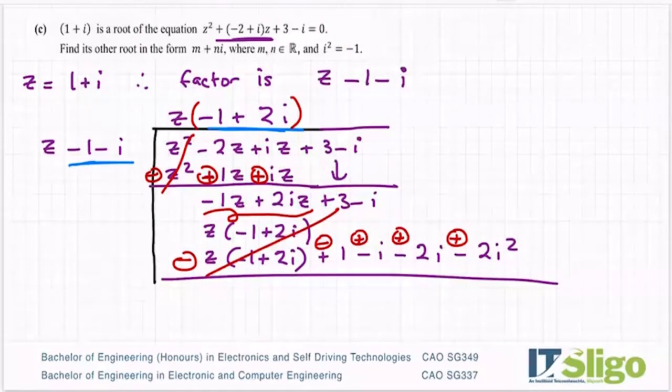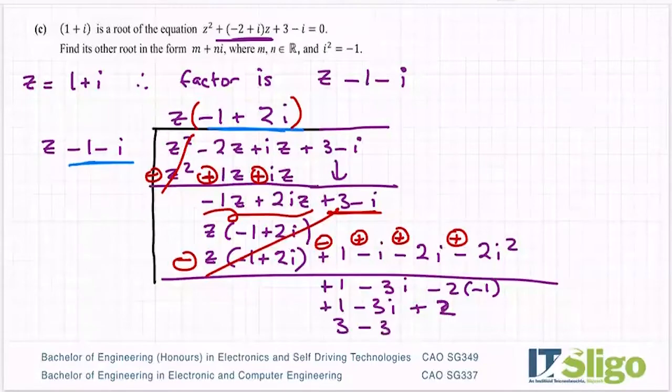Okay. So now I must take into account plus 3 minus i and these ones here. Okay, let me tidy up this first. So I have plus 1 minus 3i and then minus 2 times minus 1. So I have plus 1 minus 3i plus 2. So I end up with 3 minus 3i. Okay, and I didn't heed any of my new signs. That's a minus.